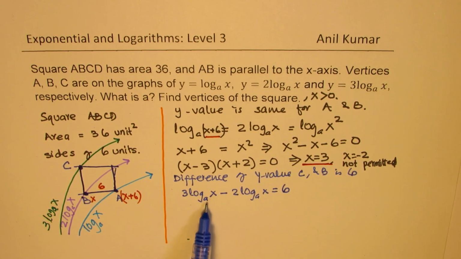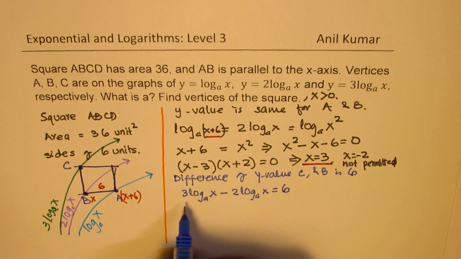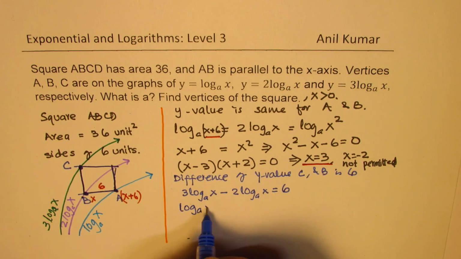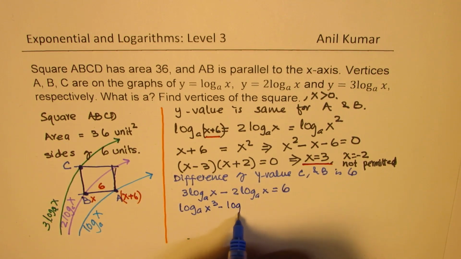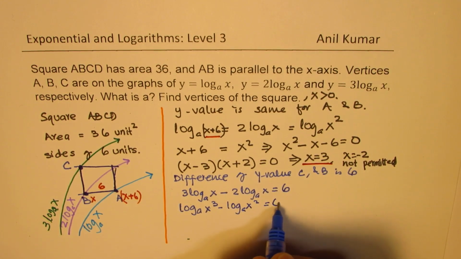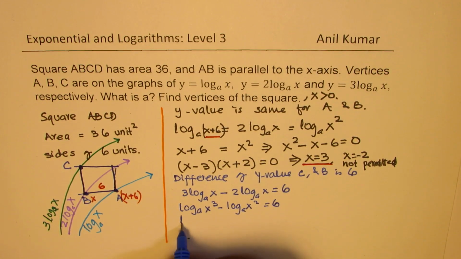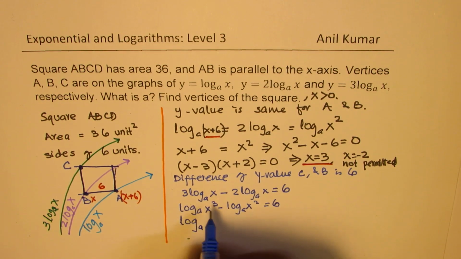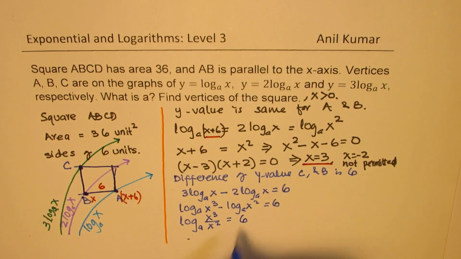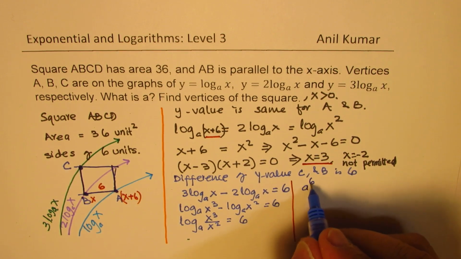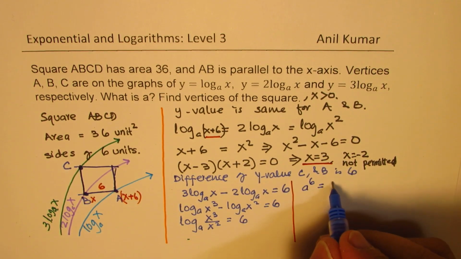We know what x is. We can always find what a is, right? So from here, we get log a x cubed minus log a x squared equals 6. Now, using the logarithmic rules, we get log to the base a of x cubed over x squared equals 6, correct? So that means a to the power of 6 is x cubed over x squared, which is x.